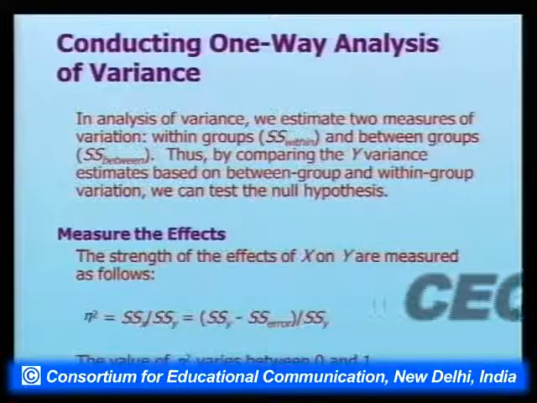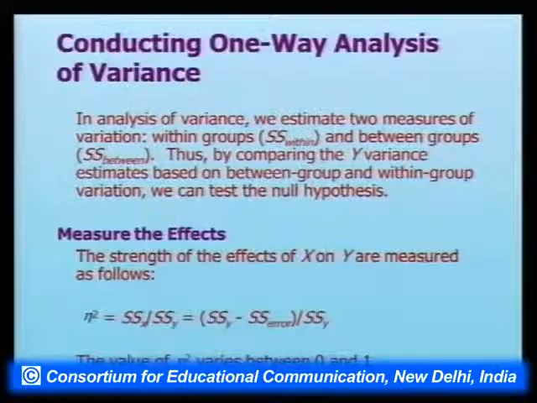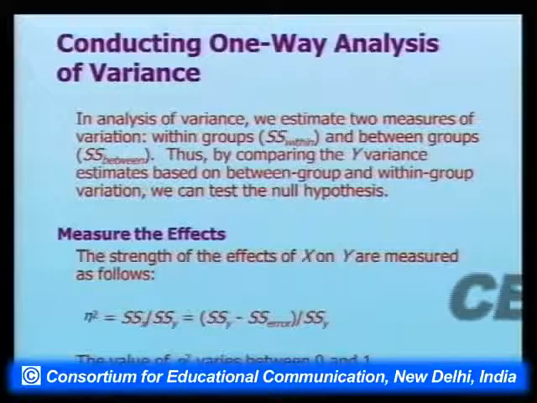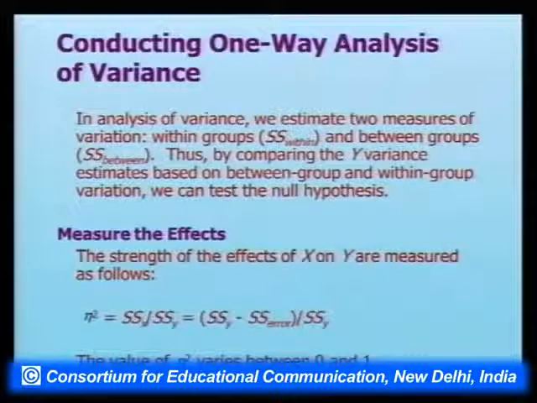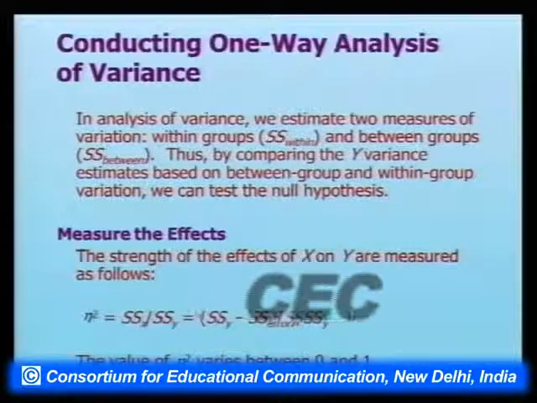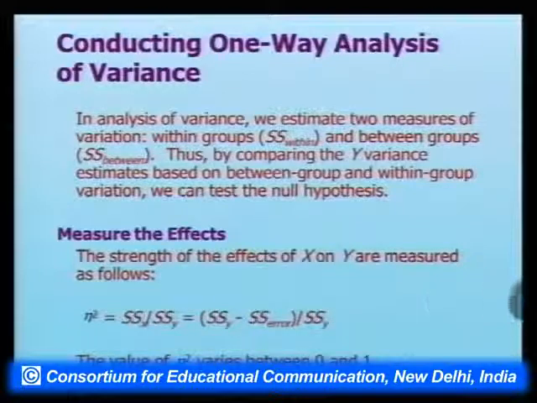Eta square statistic is given by SSX upon SSY. So SSX is what is explained by the difference between the groups, and SSY is the overall. So in a way it can be said how much of the variance is explained by the model that we have chosen.